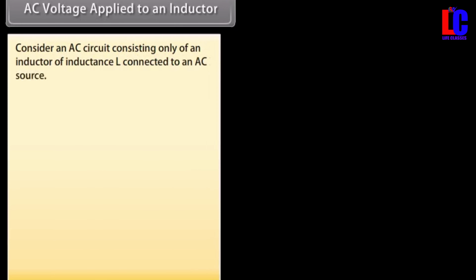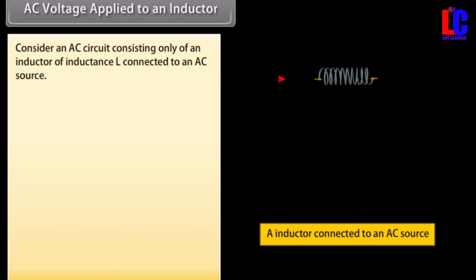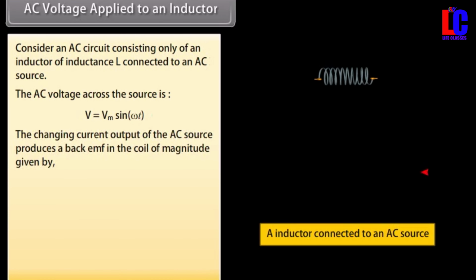AC voltage applied to an inductor. Consider an AC circuit consisting only of an inductor of inductance L connected to an AC source. The AC voltage across the source is equal to Vm sin omega t. The changing current output of the AC source produces a back EMF in the coil of magnitude given by VL is equal to L di by dt.